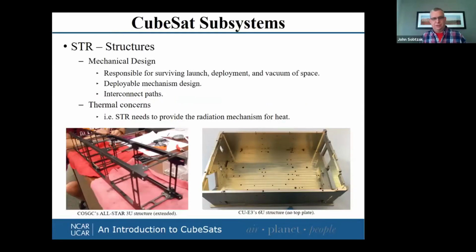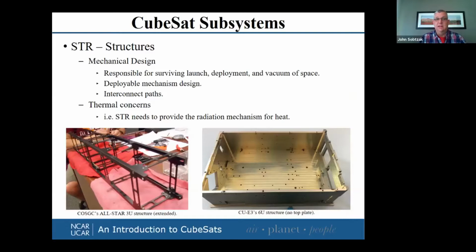So let's start with structures. As I mentioned, the easiest way to describe the structure is its job is to hold everything else together and support everything. It's strong, heavy mechanical design. You have to survive the launch environment, which I talked about is very, very rough. And you have to survive the vacuum of space. You can't come apart once you hit a vacuum.